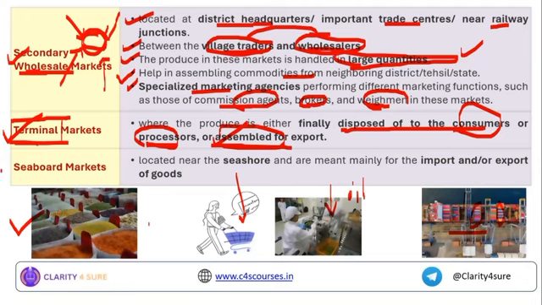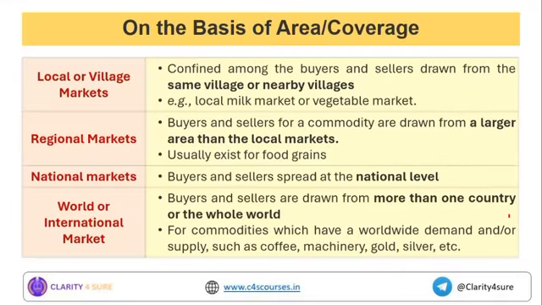After the terminal market, there is the seaboard market. You must have seen different containers in the pictures, right? These are located near seashores. The seaboard markets are located near seashores and meant for import and export of goods. Most of the export and import is handled through these seaboard markets. So that was the classification based on location.